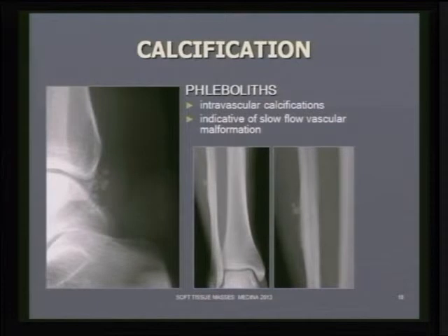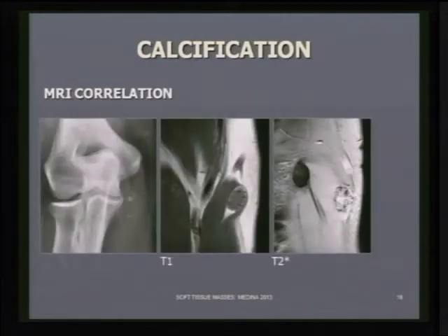And here on the lateral aspect of the distal calf, adjacent to the fibula, we see another example of a soft tissue mass containing phleboliths, this time associated with some thickening of the adjacent fibular cortex. So phleboliths, very clear in their appearance and indicative of a slow-flow vascular malformation. Again, the MR correlation is important.